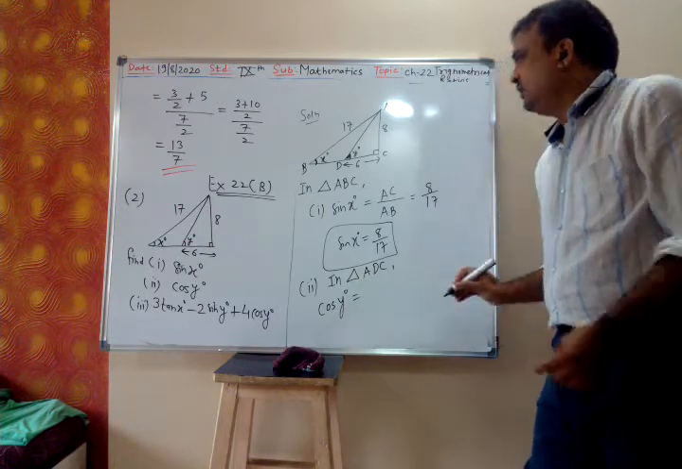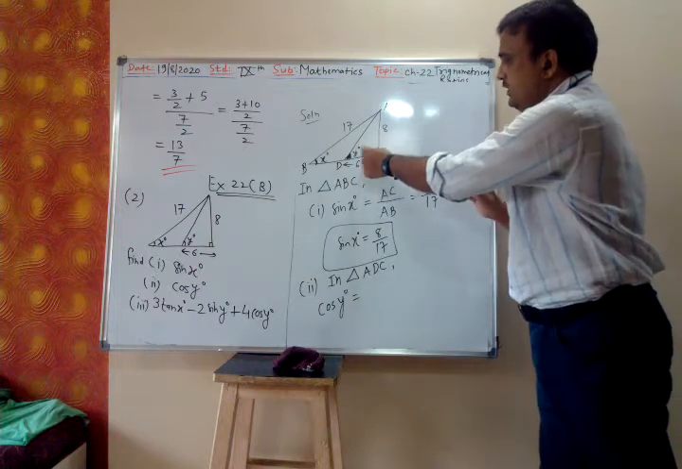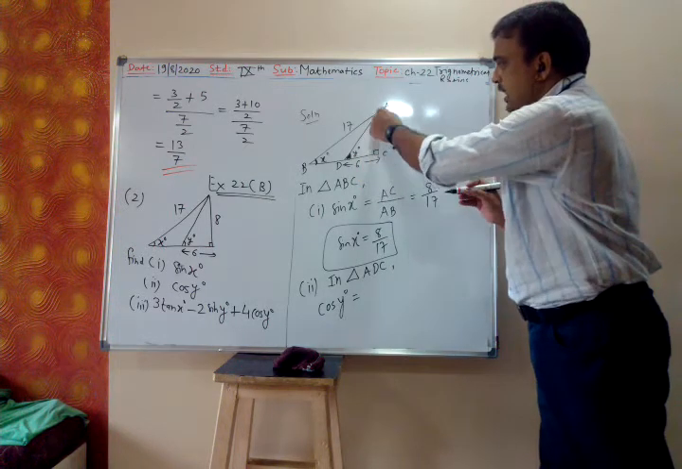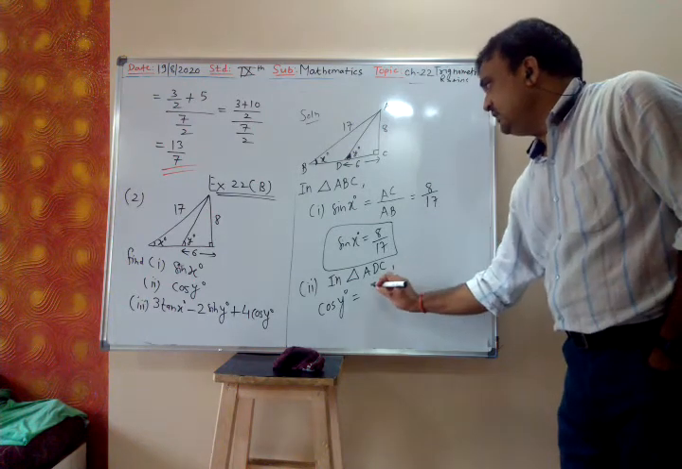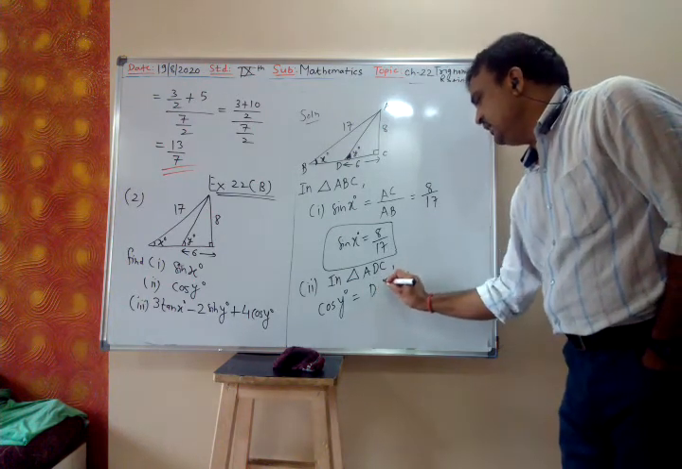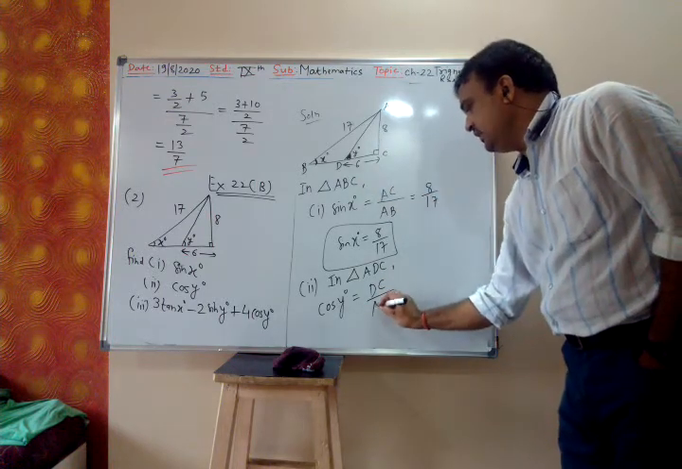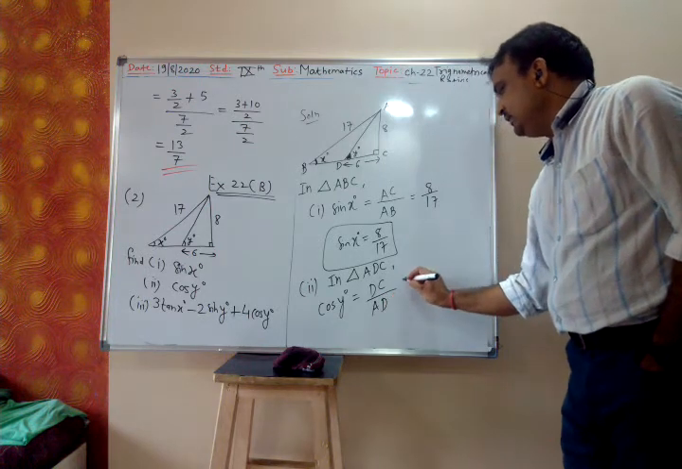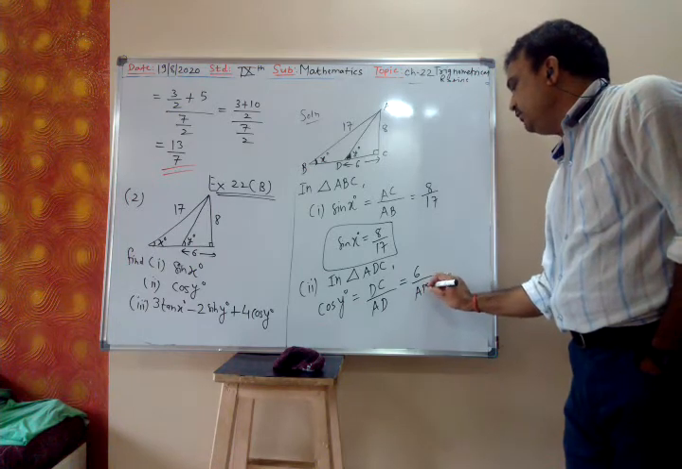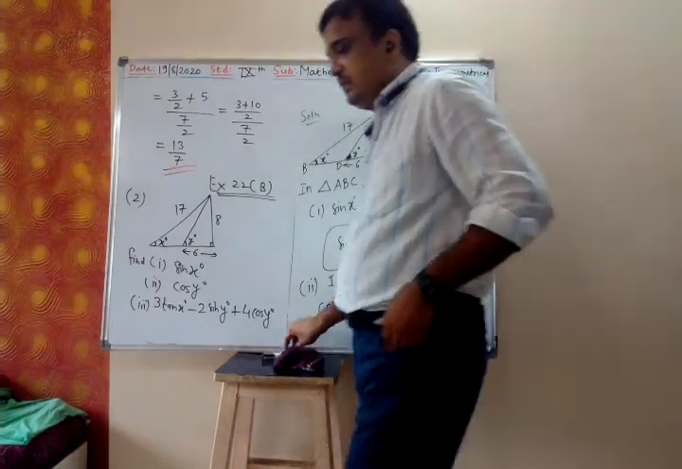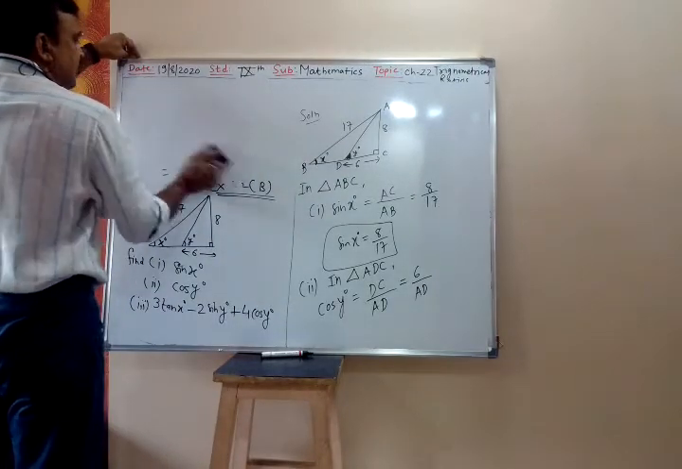So what is cos? Now this is my y degree. Cos is adjacent upon hypotenuse. So that is DC upon hypotenuse. What is hypotenuse? Hypotenuse is AD. So DC is given, 6 upon AD. AD we have to find using Pythagoras. So now let us use Pythagoras theorem in triangle ADC and find AD.